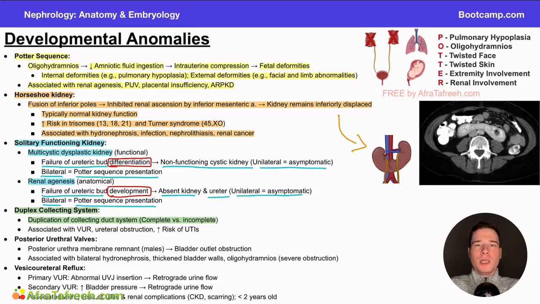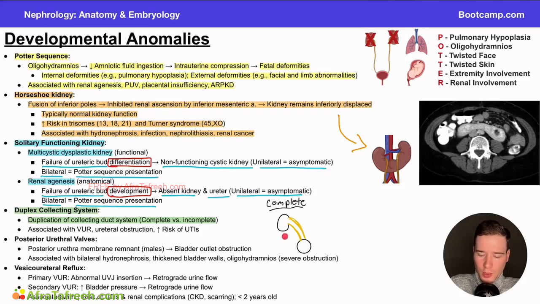What happens here is that we get a bifid ureter, or a ureter that actually merges at the UPJ. And so if we were to draw a picture for this, we would see a complete: we have two different ureters going into the bladder itself, so 1 and 2, this being the kidney, this being the bladder. But in incomplete, we only have one entry point into the bladder itself, but it's split higher up in the kidney. So we have this bifid ureter process.